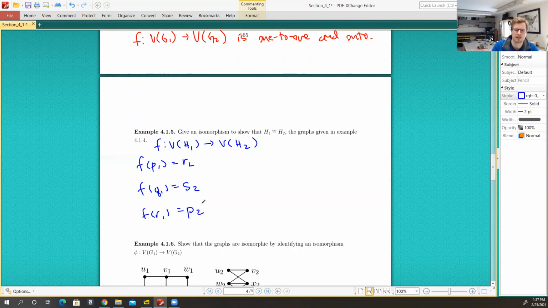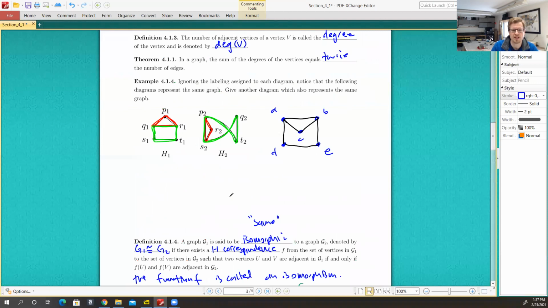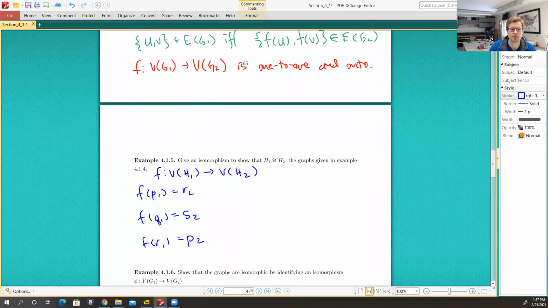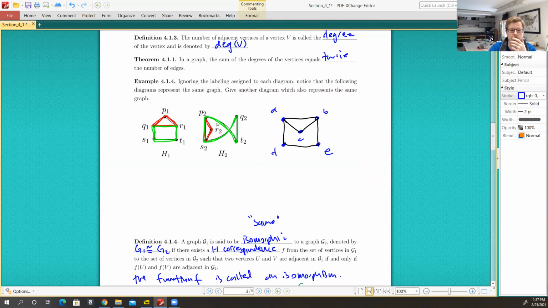Excellent. From here, R1 is adjacent to T1. So I sent R1, I'm forgetting stuff already here. Where did I send R1 to? R1 was sent to P2. So let me draw that here. R1 got sent to P2. So T1 is adjacent to R1, so I need the image of T1 to be adjacent to P2. What's adjacent to P2? T2. So f of T1 is T2.